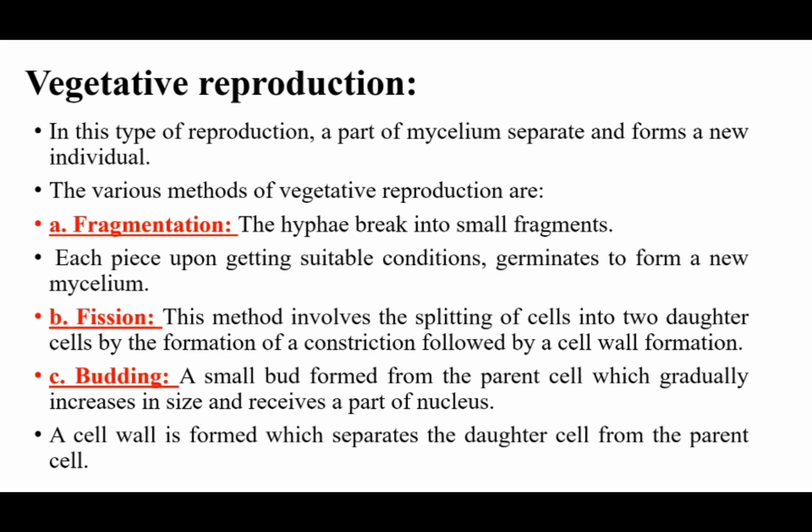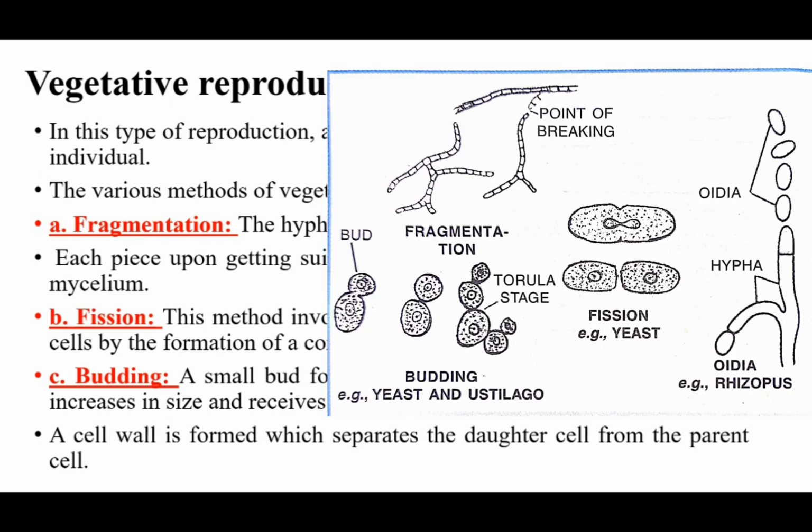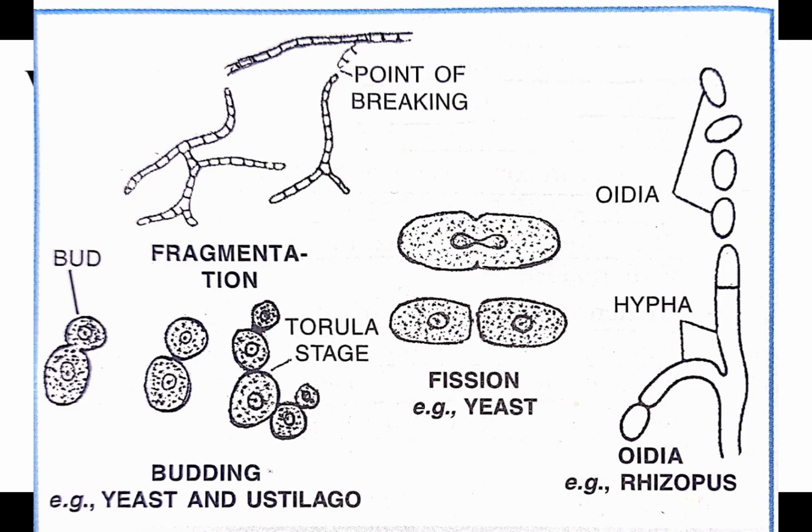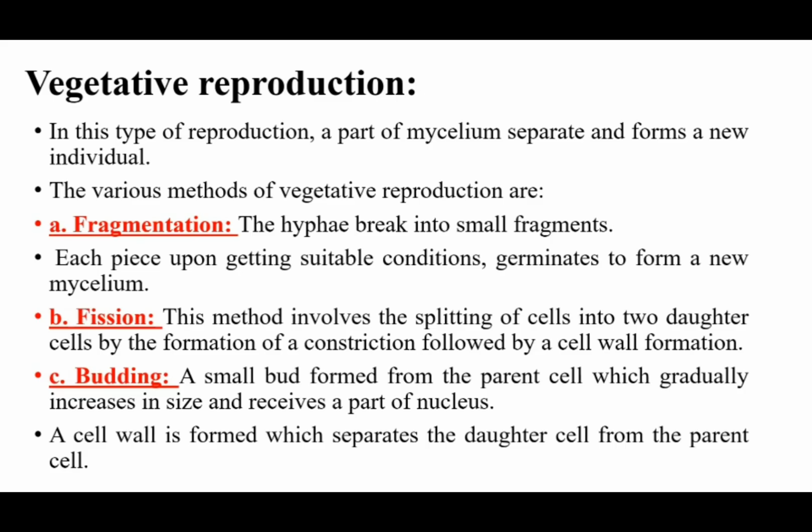In vegetative reproduction, a part of mycelium separates and forms a new individual. Various methods of vegetative reproduction are fragmentation, fission, and budding. What is fragmentation? In fragmentation, the hyphae break into smaller fragments, and then each fragment, upon getting suitable or favorable condition, germinates to form a new mycelium.